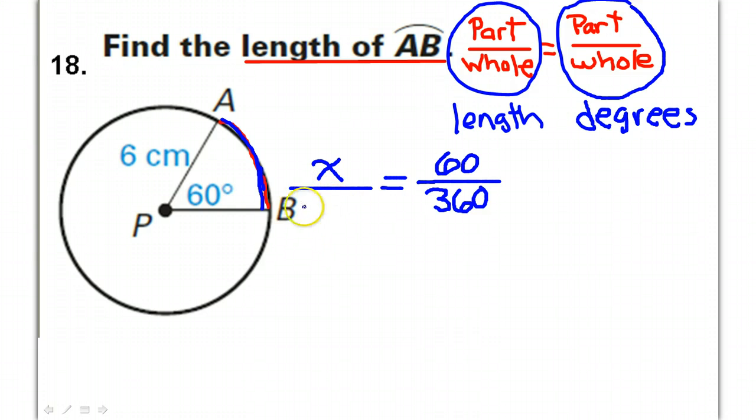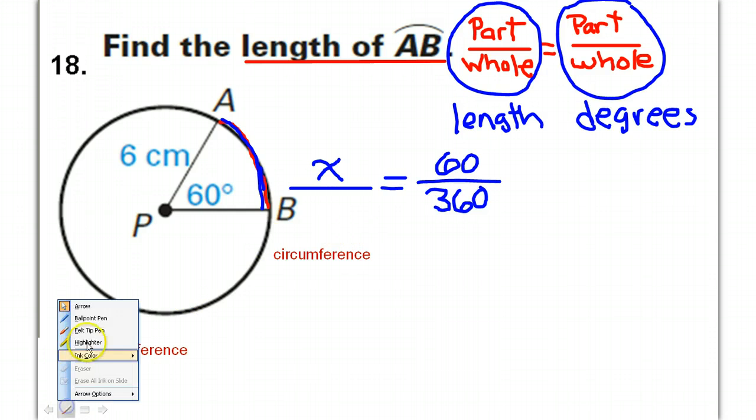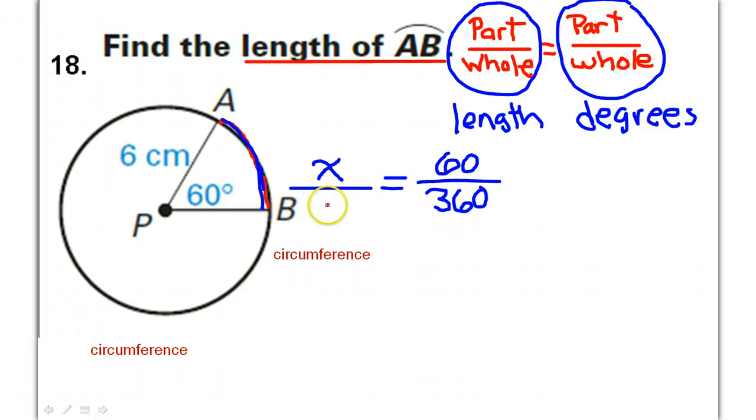Alright, now the whole length is the circumference. Maybe I'll write that word down to remind us. Alright, well, the circumference is going to go here because I'm doing part over whole, and of course the whole length is called the circumference. So I'm putting the word circumference here to remind me that the circumference belongs right there. Now, I wrote the word circumference down here because here's where I'm getting ready to calculate the circumference.